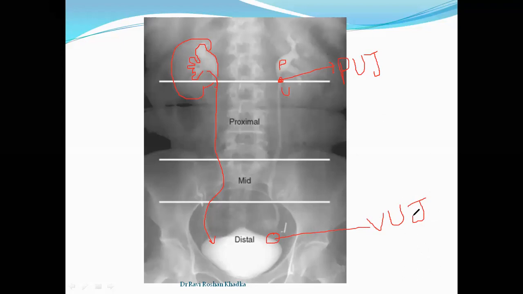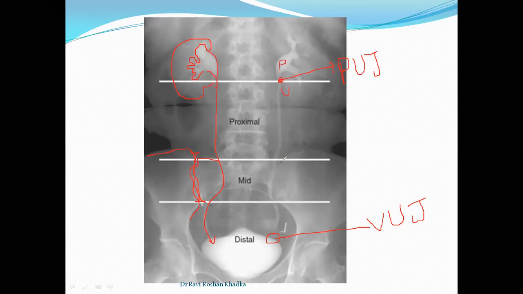We can divide this ureter radiologically into three parts: upper or proximal, mid, and distal or lower part. Before knowing that, you should know where the sacroiliac joint is. This is the ilium of the hip bone, and this is the ala of the sacrum. You can clearly see this is the sacroiliac joint. Now that you know the sacroiliac joint, you can clearly divide the ureter.